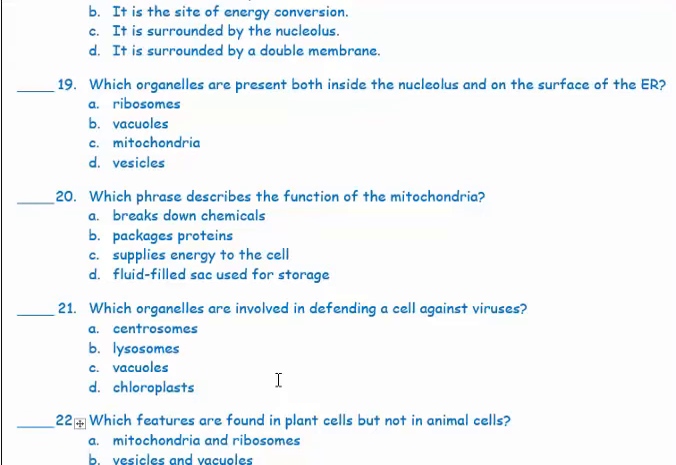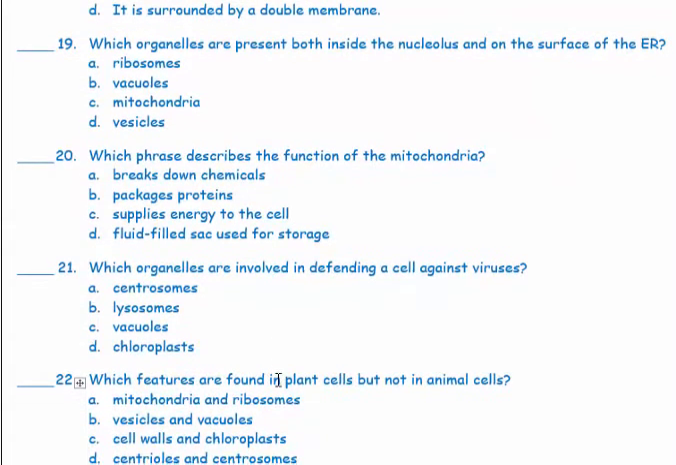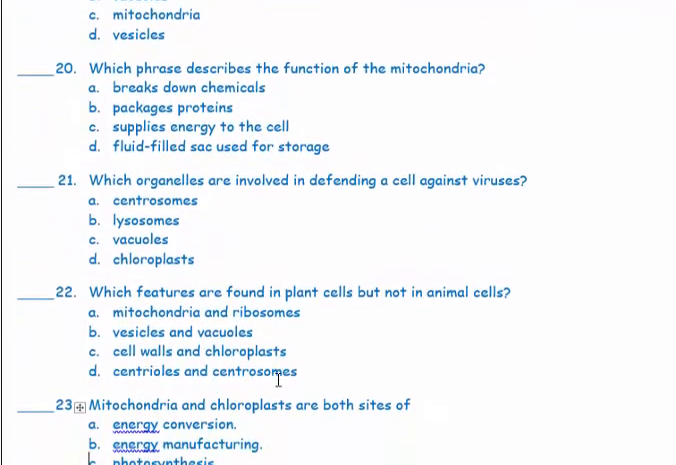19. Which organelles are present both inside the nucleolus and on the surface of the endoplasmic reticulum? It is the ribosomes. Remember, we said the organelles that are present on the surface of the endoplasmic reticulum are the ribosomes. 20. Which phrase describes the function of the mitochondria? 20C. Of course, it supplies energy to the cell.